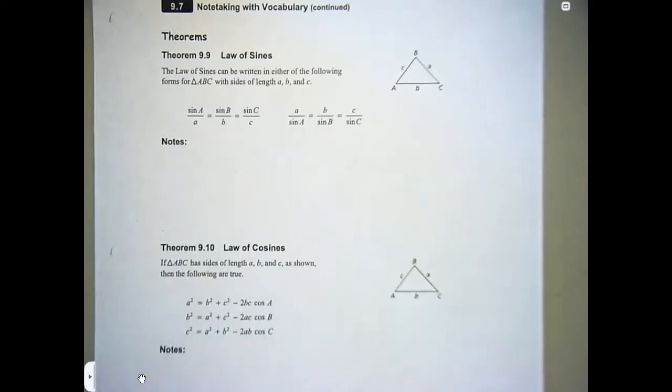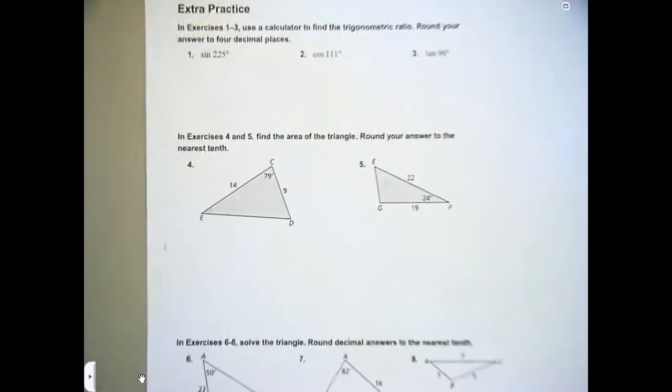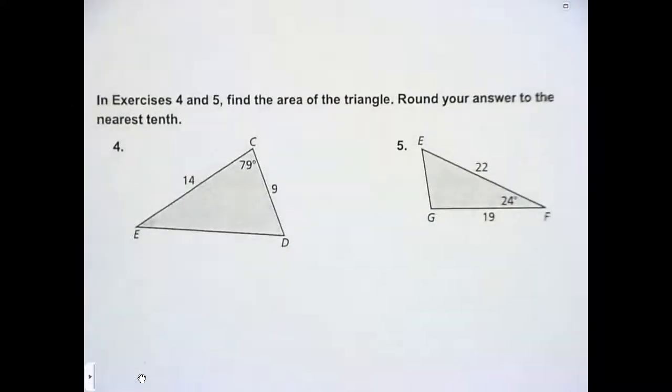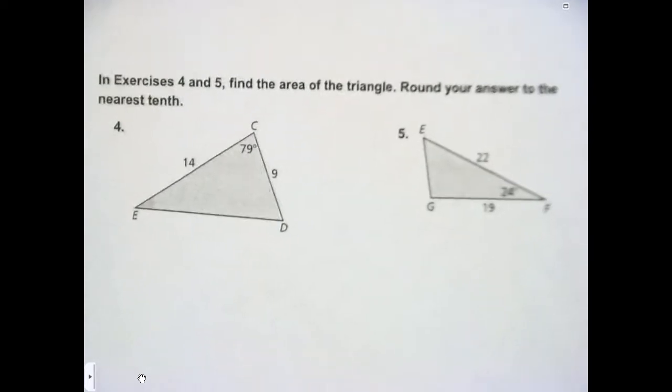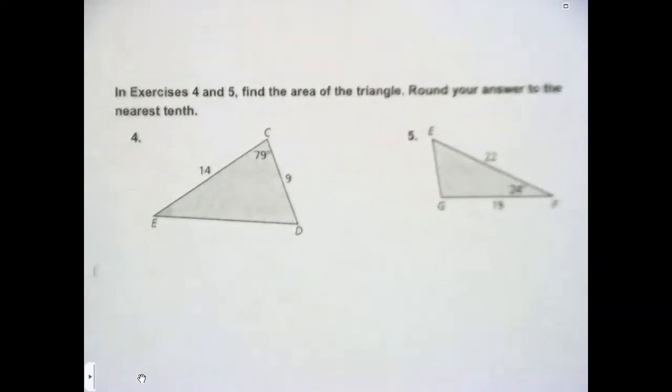Okay? The only other thing that we have not done yet when dealing with the trig functions that is kind of important for us to do is to find the area of a triangle when we don't necessarily know its height. So if you take a look at page 276, number 4 and number 5 there, it says find the area of the triangle, round your answer to the nearest tenth. All right, I want you to talk with your groupies there on how you could do that. How could you find the area of that triangle?